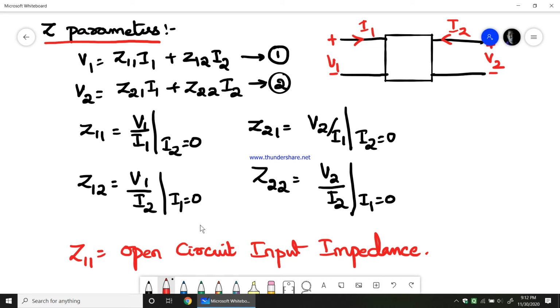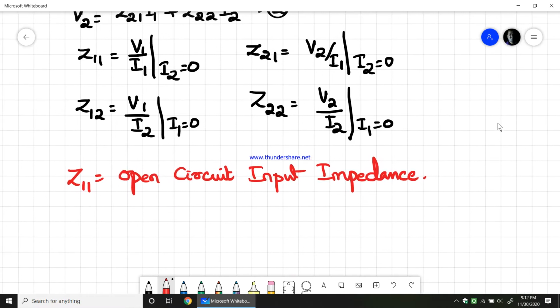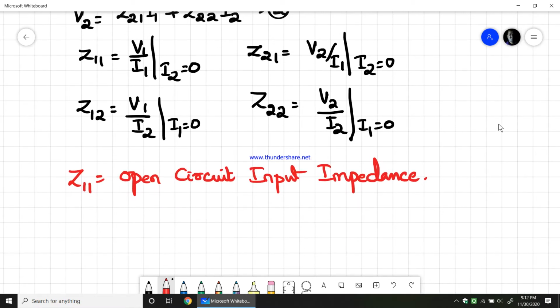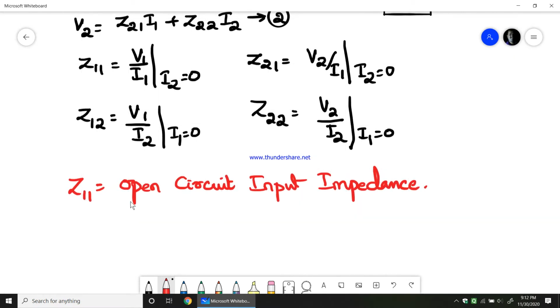because the currents I2 and I1 will be 0 accordingly. Therefore, all these impedances are normally called open circuit. You would use the word open circuit in the beginning, and then say whether it is input impedance or output impedance and so on. Why is Z11 called input impedance? Because it is input voltage by input current, both voltage and current of port 1. Therefore, it is called input impedance.